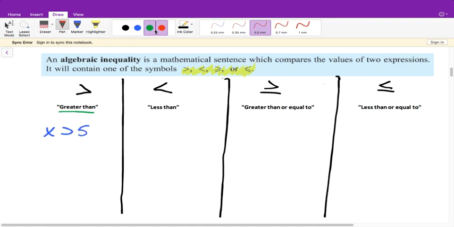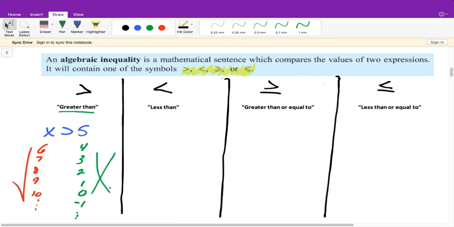So that means any number that I pick, 6, 7, 8, 9, 10, and so on, up into positive infinity, any number greater than 5, they are part of our solution. So all of them work. However, if I pick any number that is less than 5, so 4, 3, 2, 1, 0, -1, and so on to negative infinity, none of these work.